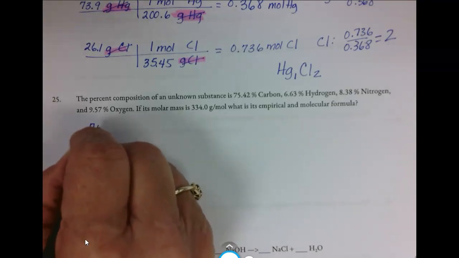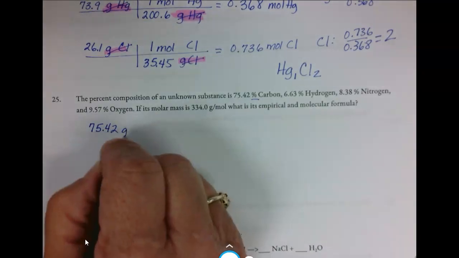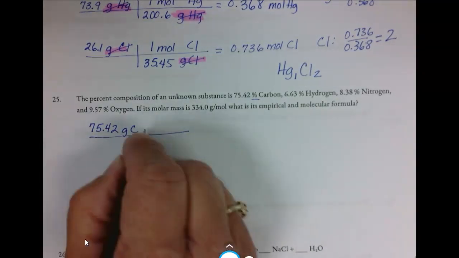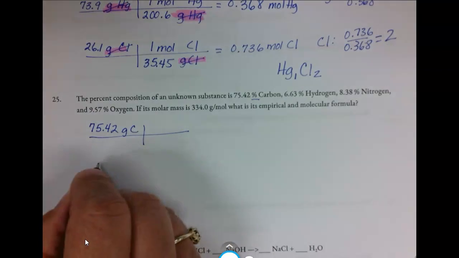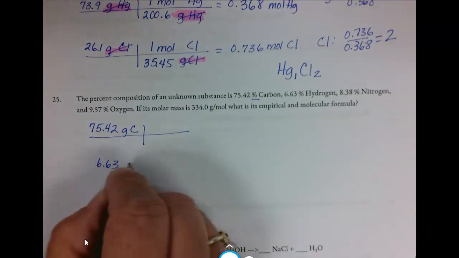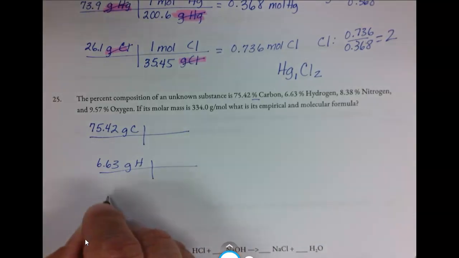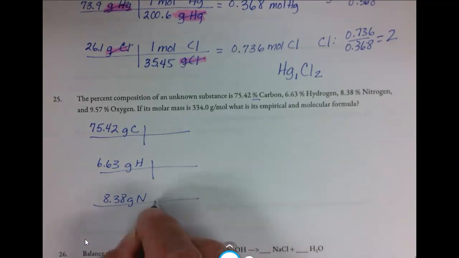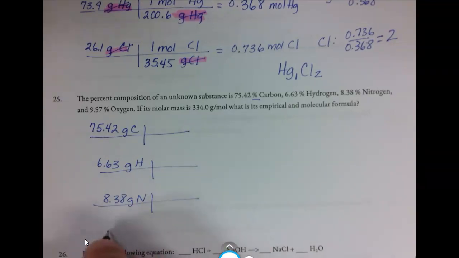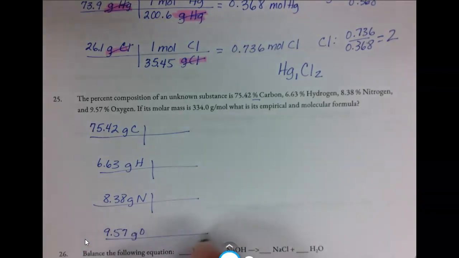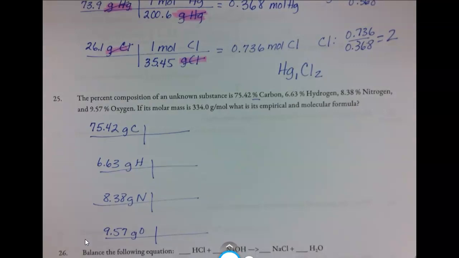Okay, so we're going to take the 75.42. Again, it's a percent, so I'm just going to put a gram there. I'm going to do the same thing with hydrogen, with nitrogen, and with oxygen. So this one's got a lot of steps, or a lot of elements, not just the two. Okay, so that's the first step.